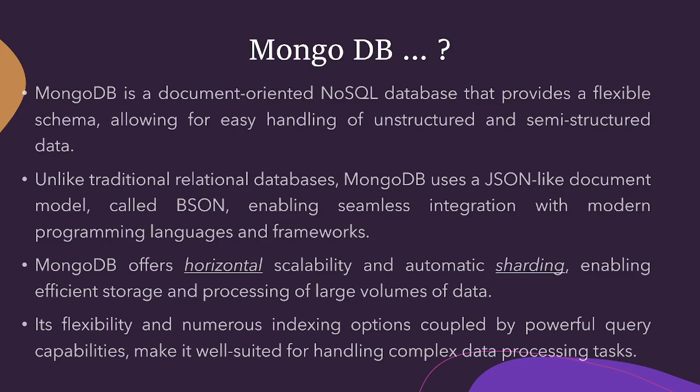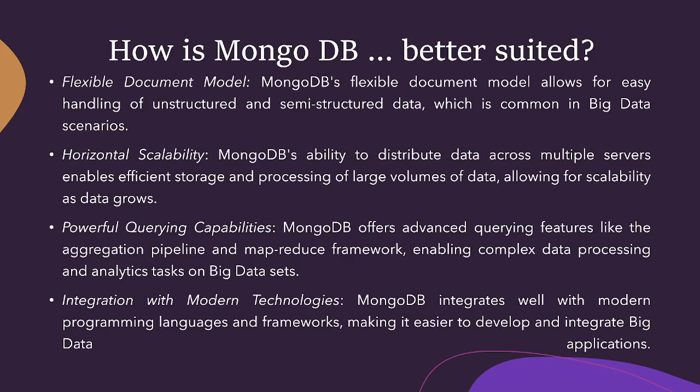MongoDB offers horizontal scalability and automatic sharding. This means that you can enable efficient storage and processing of large volumes of data. Whenever you need space, you're able to scale. Whenever you need different shards to work on, you're able to easily integrate all those large volumes of data and flexibly work with them. Its flexibility and numerous indexing options, coupled with powerful query capabilities, make it well suited for handling complex data processing tasks. We'll talk more about sharding in the next chapter. I have a dedicated section where we'll talk about sharding and how it's related to big data.